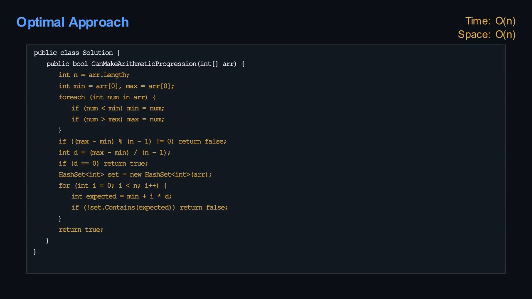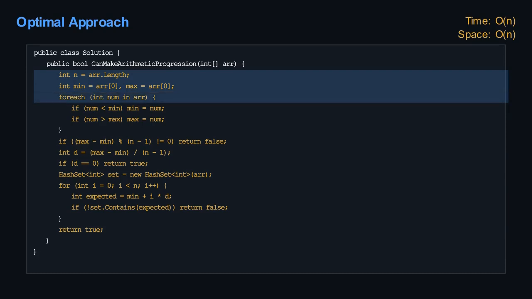The key insight is that in an arithmetic progression, the smallest element plus some multiple of the common difference will give us every other element. First, we find the minimum and maximum values in the array. If the array has n elements, there are n-1 gaps between them. So the common difference must be max minus min, divided by n-1.